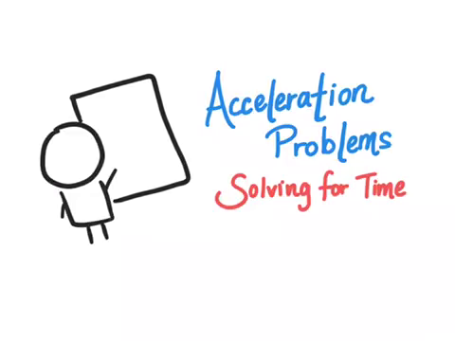In this video, we'll be looking at acceleration problems where we're solving for time. So we're going to use our rearranged formula from the formula sheet. Time is equal to final velocity minus initial velocity divided by the acceleration.